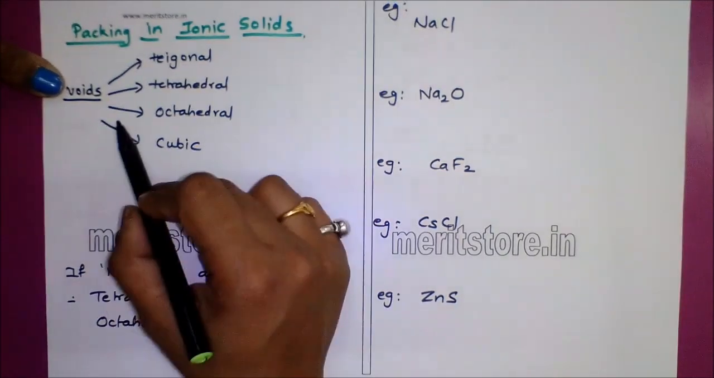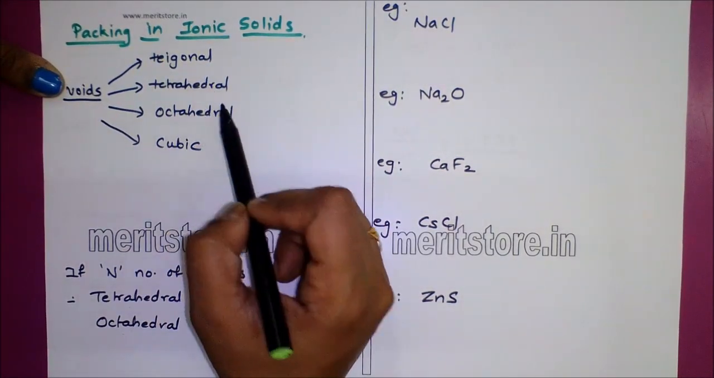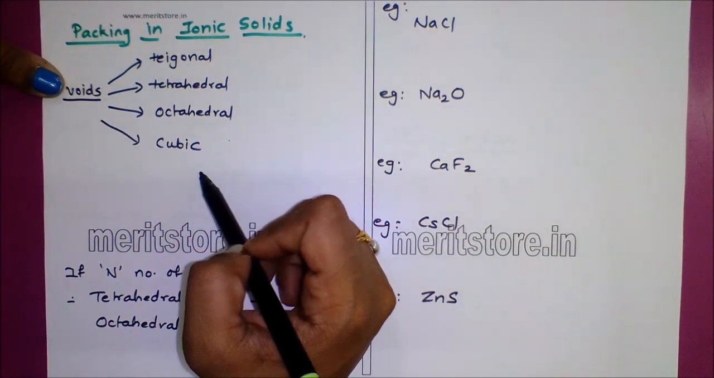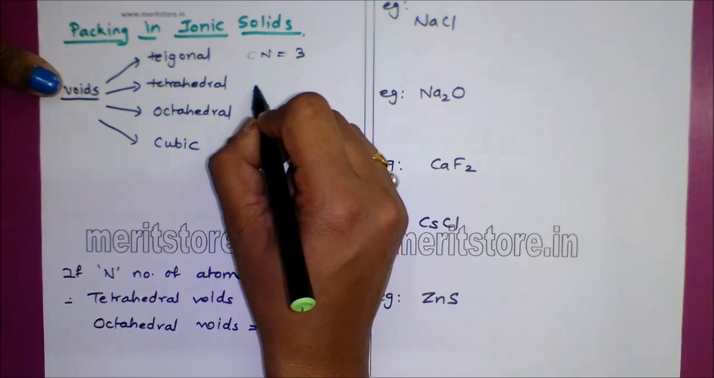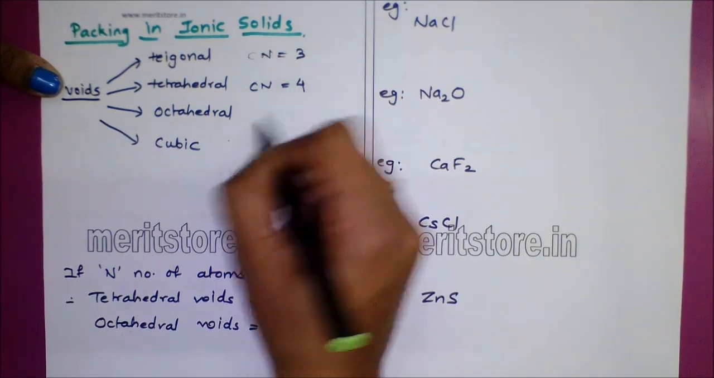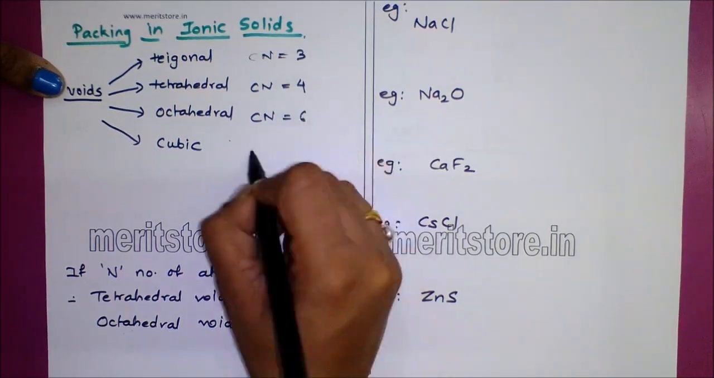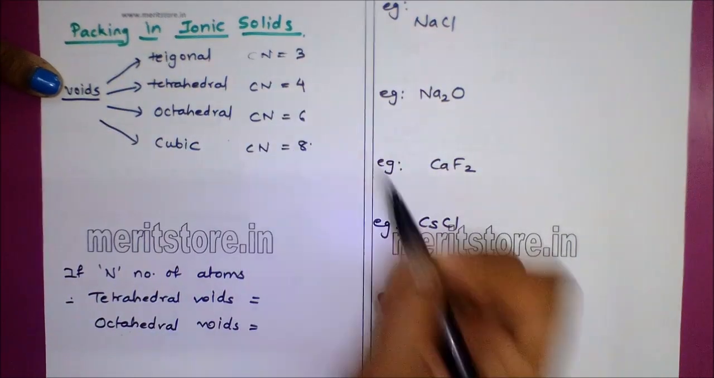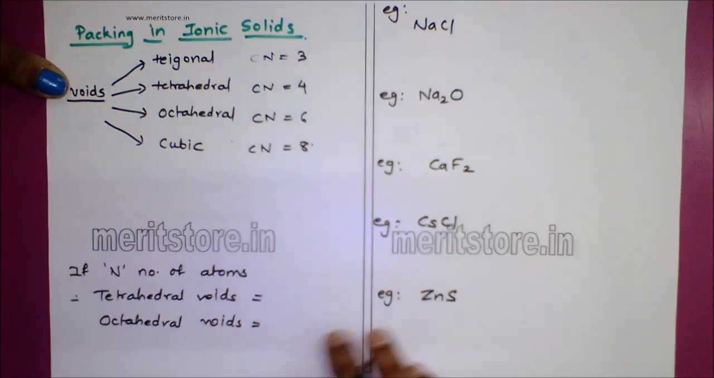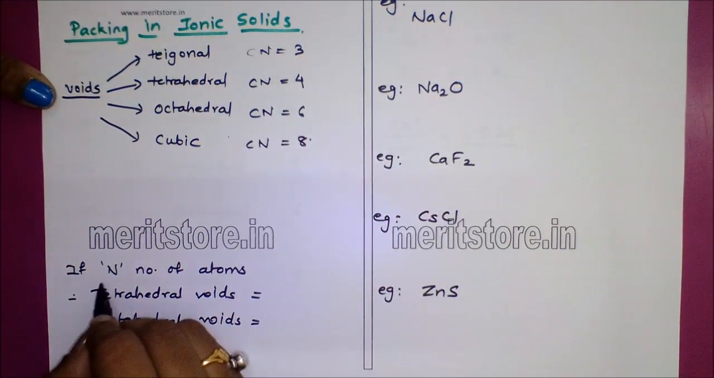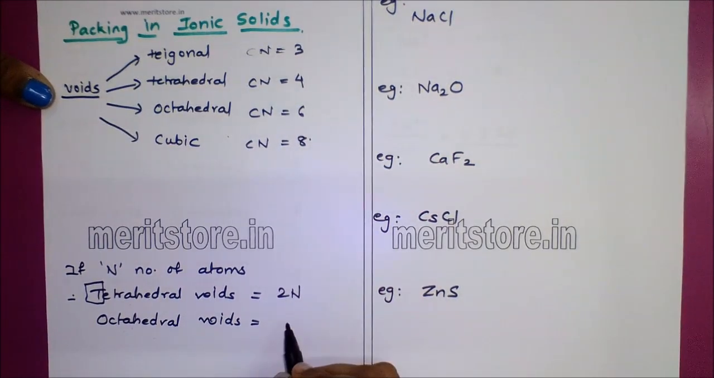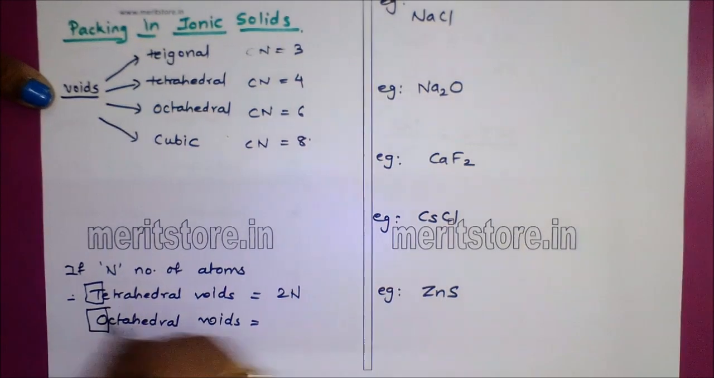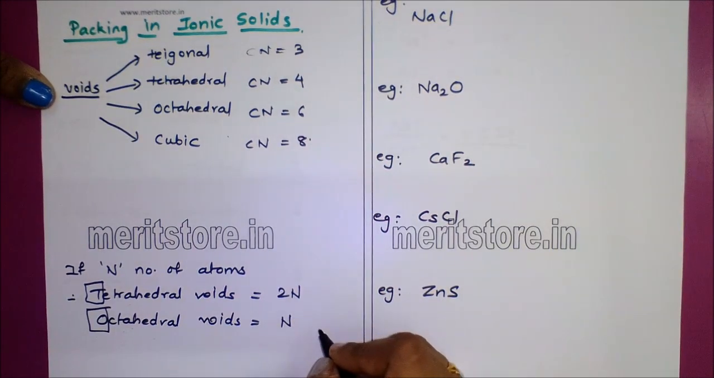We have 4 types of void spaces: trigonal, tetrahedral, octahedral and cubic. Trigonal has coordination number 3, tetrahedral has coordination number 4, octahedral has 6 and cubic has 8. Now if there are n number of atoms in the crystal, always remember T stands for twice, so there will be 2n tetrahedral voids, and O stands for once, so there will be n octahedral voids in the particular structure.